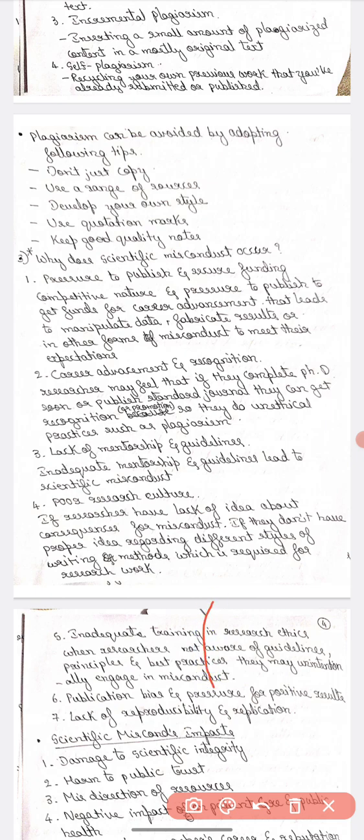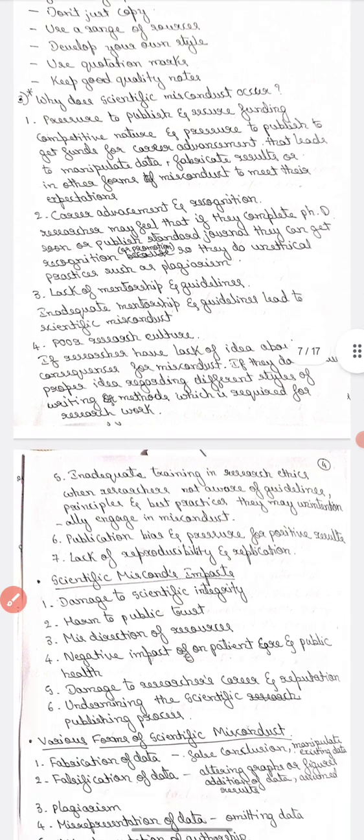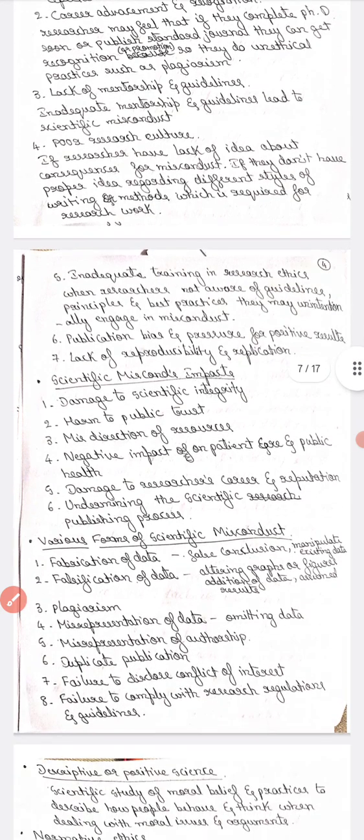Inadequate training in research ethics. When researchers are not aware of guidelines, principles and best practices, they may unintentionally engage in misconduct. They don't know that if they copy text, an image or an idea from other sources, it may be unethical. That is inadequate training in research ethics.